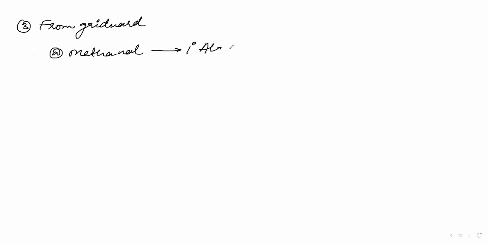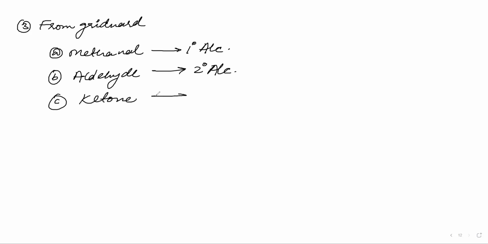Now, the third part that we learned was from the Grignard reagent. From Grignard, you can have, number one, methanol. If you have methanol, you will get 1 degree alcohol. Secondly, if you have any other aldehyde, you will be getting 2 degree alcohol. If you have any ketone, you will be getting 3 degree alcohol. Okay, you have to revise these things only. You have to remember these things only.